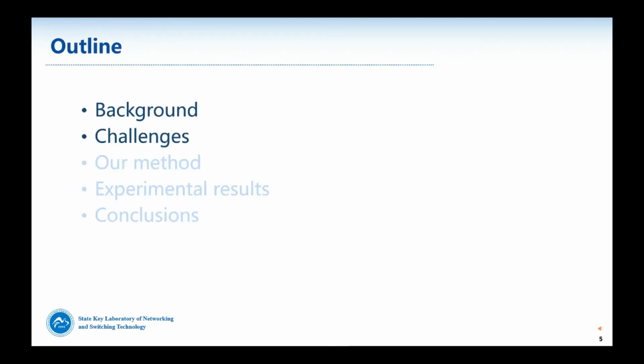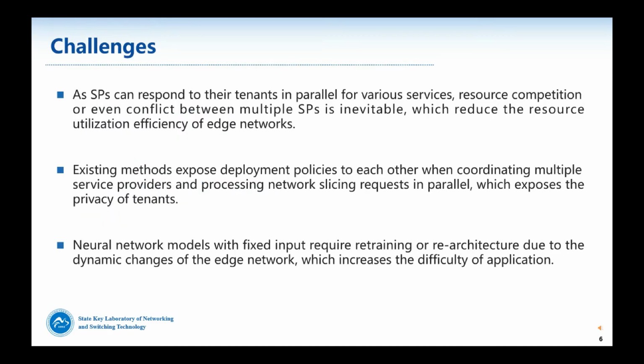We analyze some challenges of parallel slicing deployment. There are 3 main difficulties in solving this problem. Firstly, as SPs can respond to their tenants in parallel for various services, resource competition or even conflict between multi-SPs is inevitable, which reduces the resource utilization efficiency of edge networks.